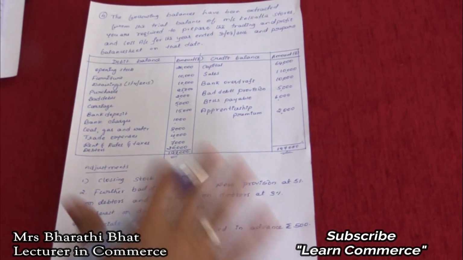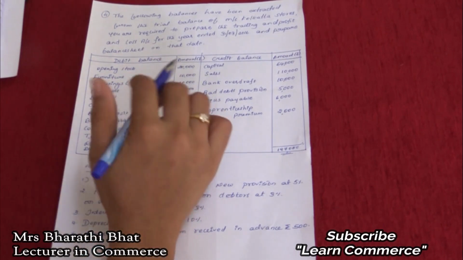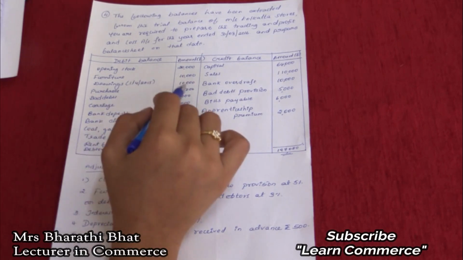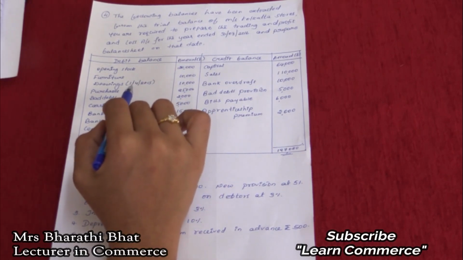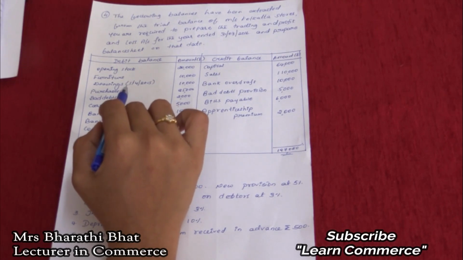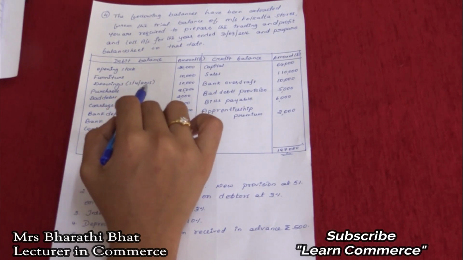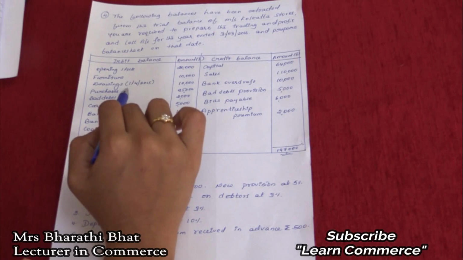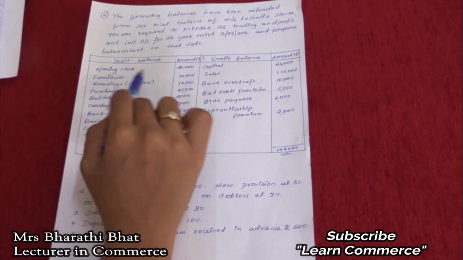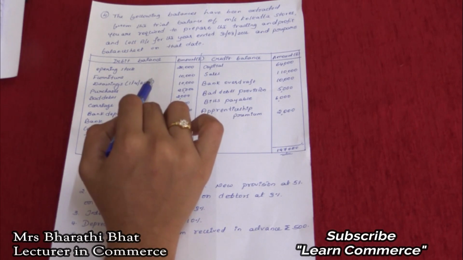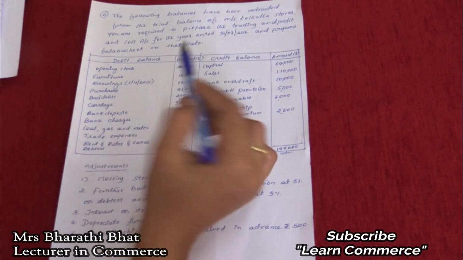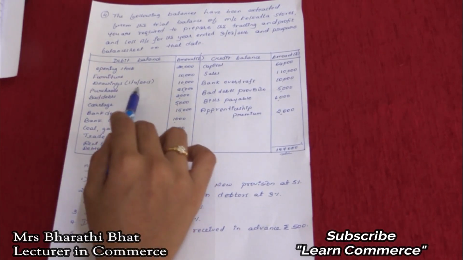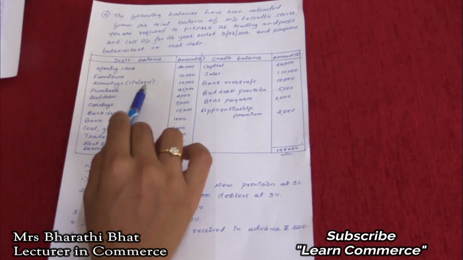Then see the required information in this trial balance. Opening stock 20,000, furniture 10,000, drawings. Here a date is given. Why? I will tell you. If the date is not given, say for example 1/4/2015, here the date is given. So the owner of the business withdrew amounts from the business in the middle of the year, not at the beginning or at the end of the year. So when we are calculating interest on drawings, this date is considered, this date is very important.